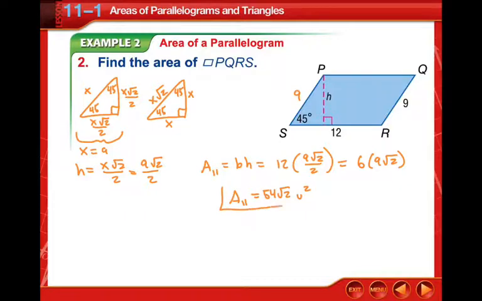It doesn't tell us if we need to get our exact answer or a rounded answer, so we can leave it just like that. Or we can go ahead and actually get the rounded answer, plugging that in the calculator. So if we use the calculator for that, it rounds, let's say to the nearest tenth, to 76.4 units squared.